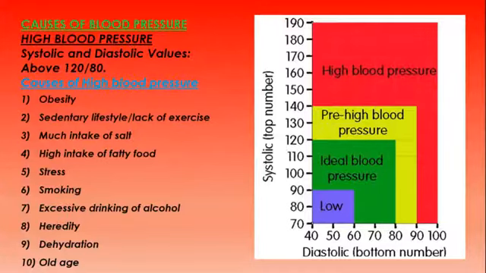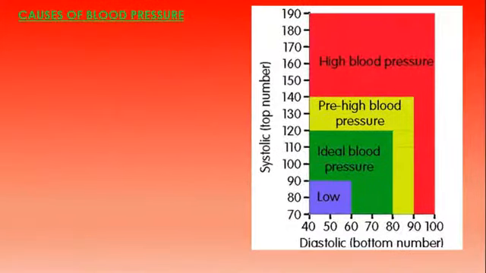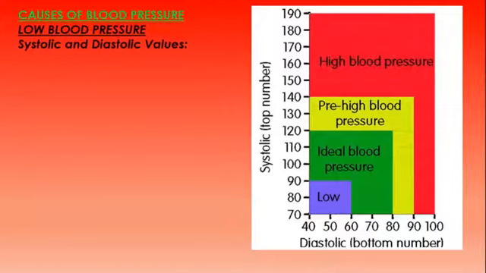Let us look at causes of low blood pressure. Low blood pressure. Now, what is the systolic and diastolic values of low blood pressure? Good, it is less than 90/60. Now, let's look at some of the causes of low blood pressure.